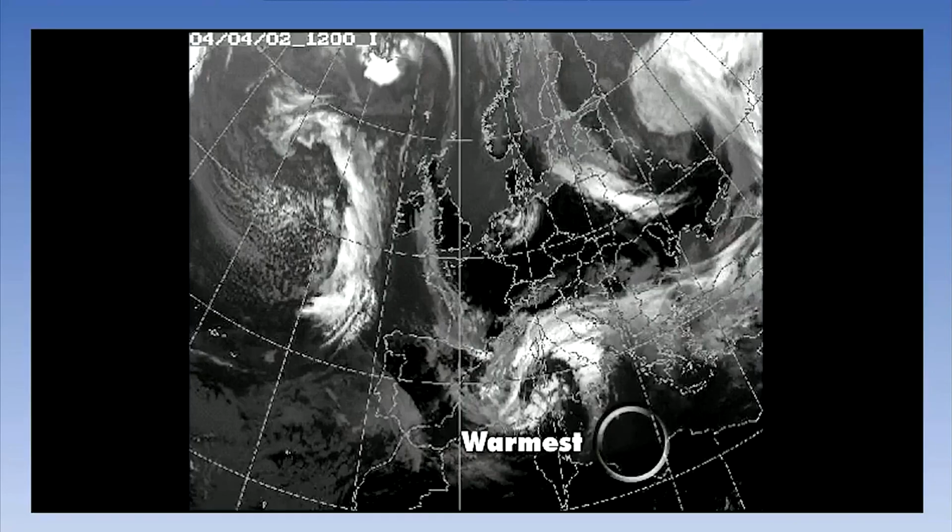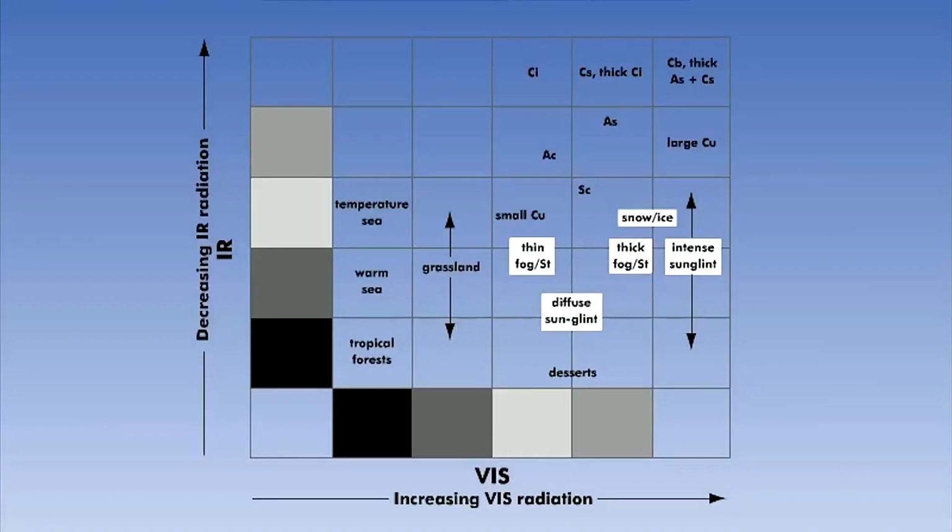Essentially, in infrared imagery, the highest radiance comes from the warmest surfaces and appears black, while the lowest radiance comes from the coldest surfaces and appears white. Any intermediate radiances will show up in various shades of gray along that scale. This table provides a great guide on how to interpret both visible and infrared satellite images.